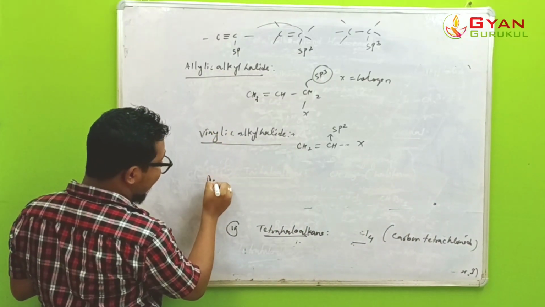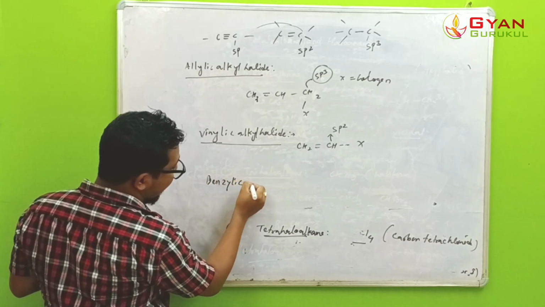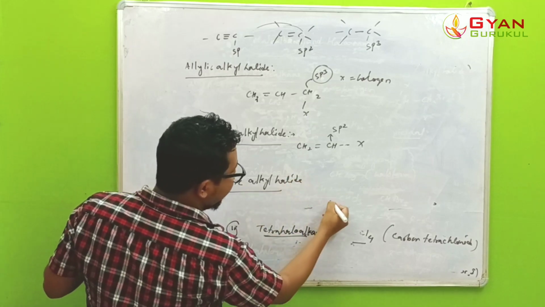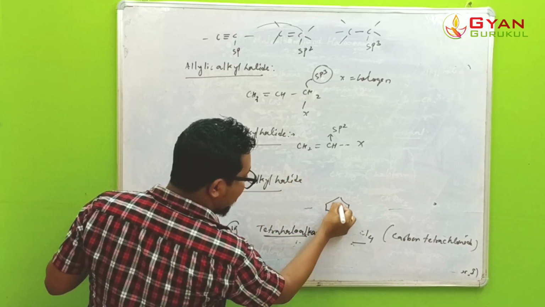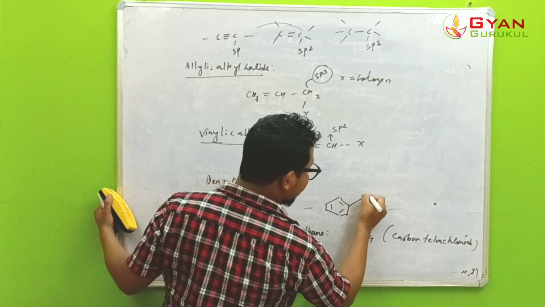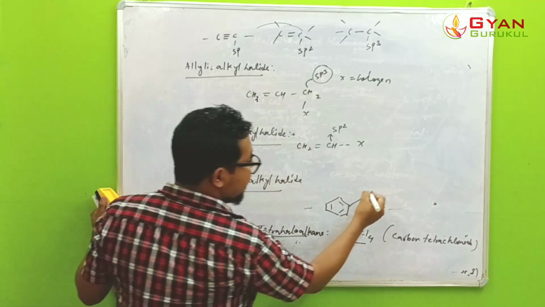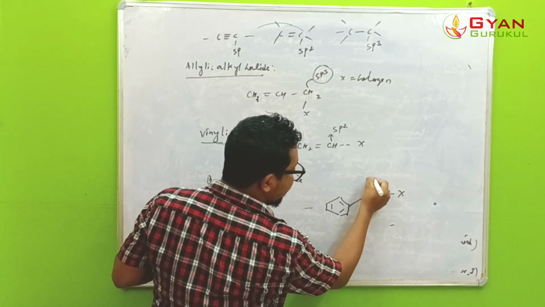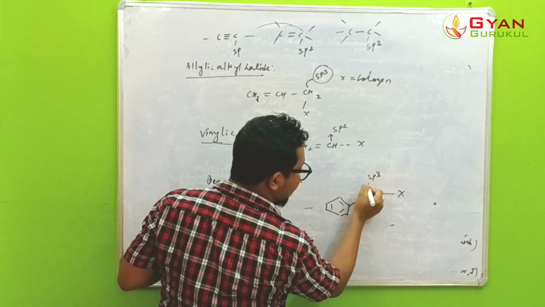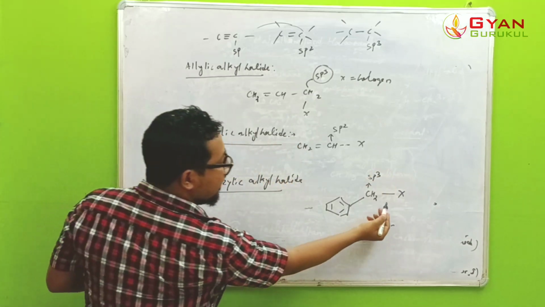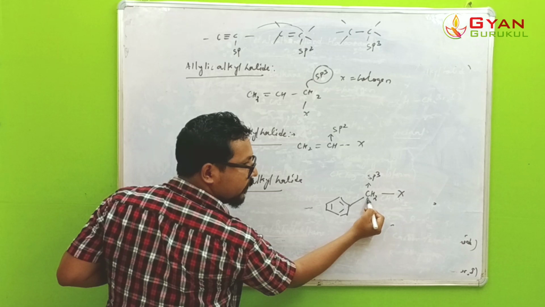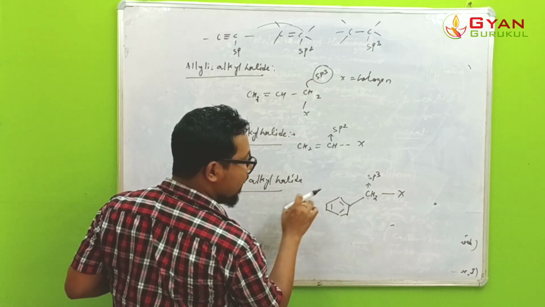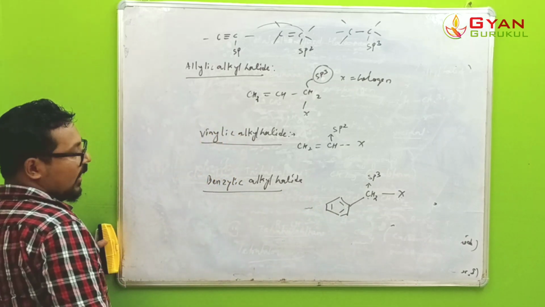Next, you see the benzylic alkyl halide. What is the benzylic alkyl halide? Here you see this is a benzene ring. Benzene is an aromatic compound, all of you know. This one is CH2 and this is X, the halogen. Here also you see this carbon is a single bonded carbon, and it is sp3 hybridized. And this halogen is bonded with this carbon atom, which is sp3 hybridized next to a benzene ring. It's called benzylic alkyl halide.